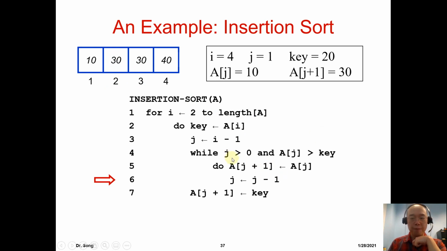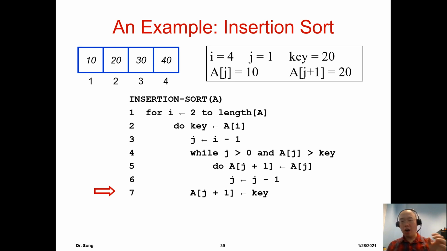So j is greater than 0, that's true because j is 1, and then a[j] greater than the key, a[j] is 10. 10 is no longer greater than the key, so what does this mean? This means we have already found the right location for the key, which should be j plus 1. Okay, so the last part, we want to insert 20 here, so we have everything sorted. Okay, so this is the thinking of the insertion sort.